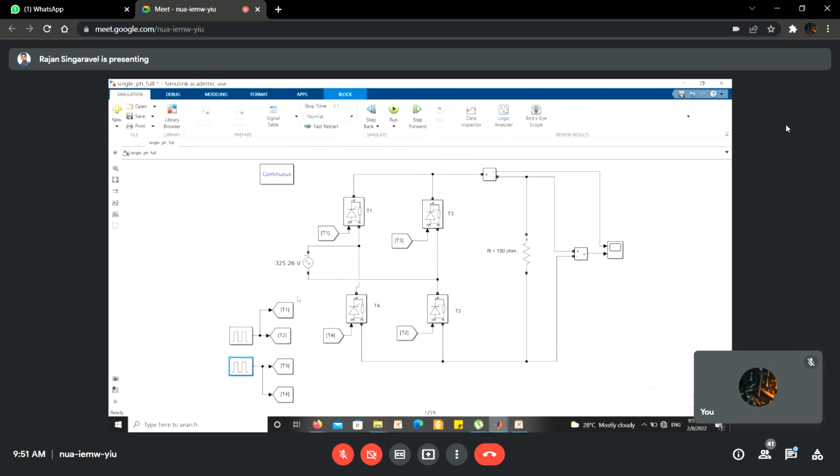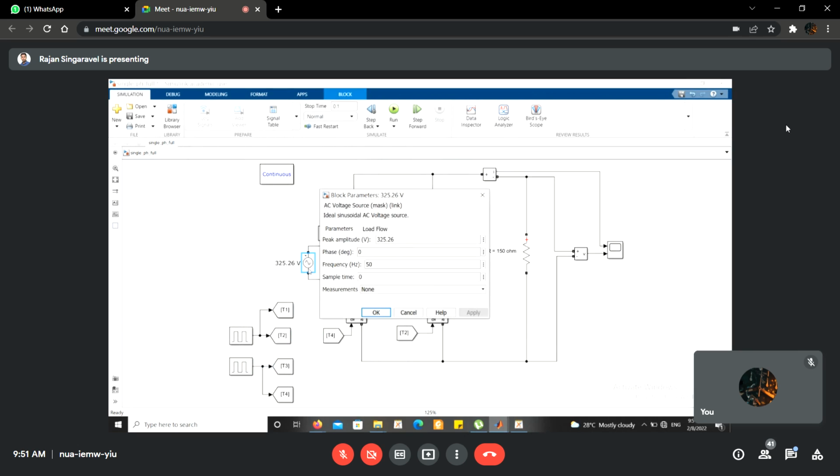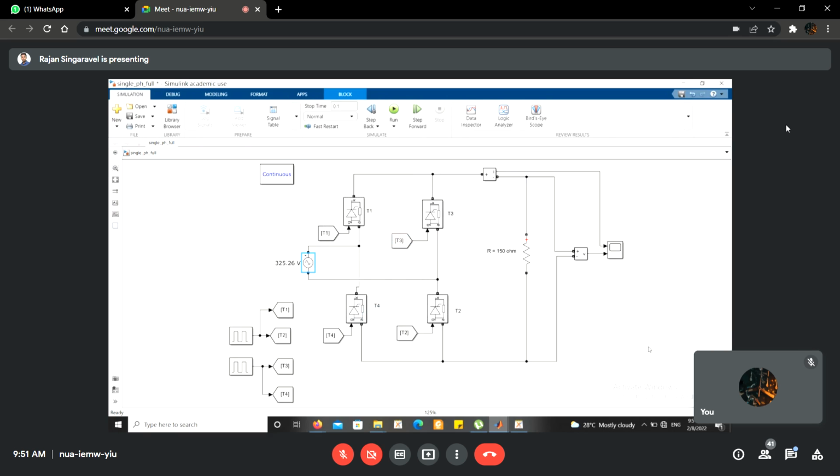That's what it has been given, and a single phase power supply has been taken where the frequency is 50 Hz and the peak amplitude is asked, so it is 325.26, which means that the supply is capable of giving 230 volt RMS. That is the condition of the circuit.